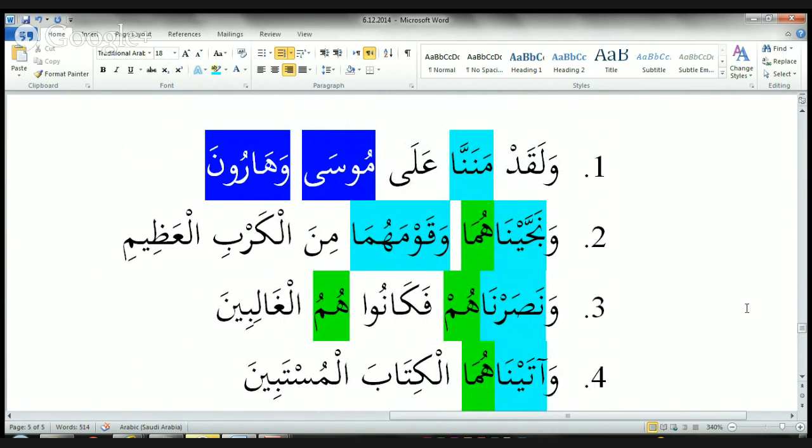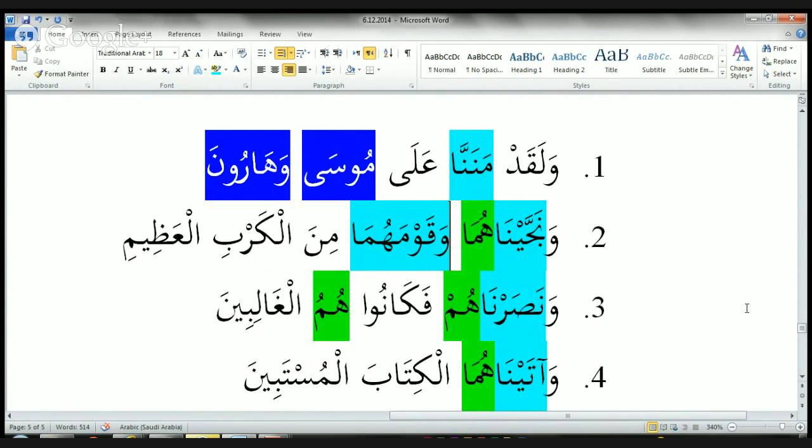Now here's my question. Why did Allah subhanahu wa ta'ala go from وَنَجَّيْنَاهُمَا, that we saved both of them, وَقَوْمَهُمَا, and both their people, from the great trial, to وَنَصَرْنَاهُمْ? Why did it become hum? Now he's talking about them and the Qawm together. Very good. The Qawm. So now it becomes more than just two people. We're talking about many people.